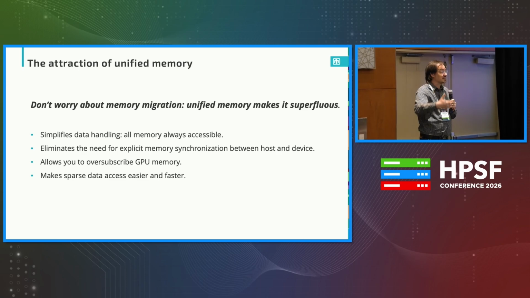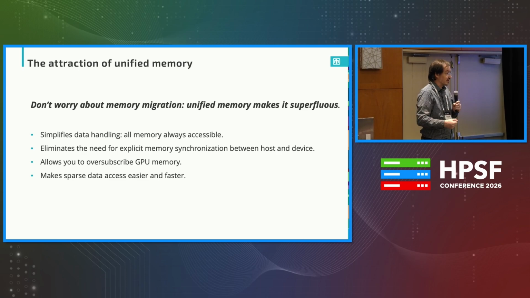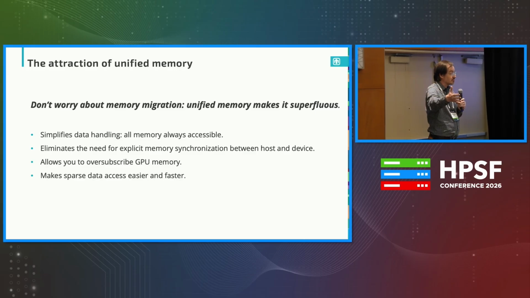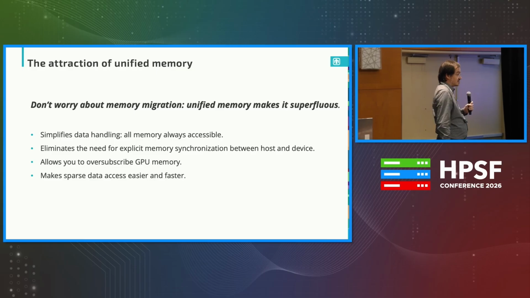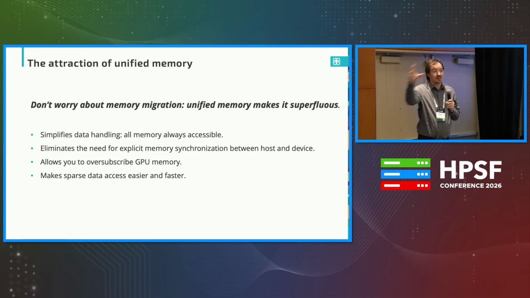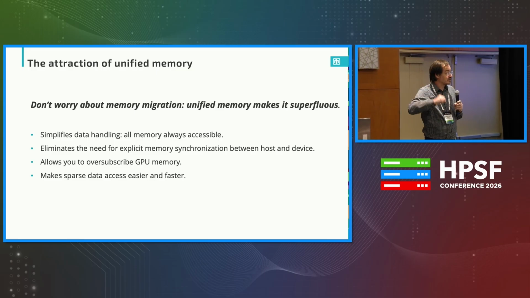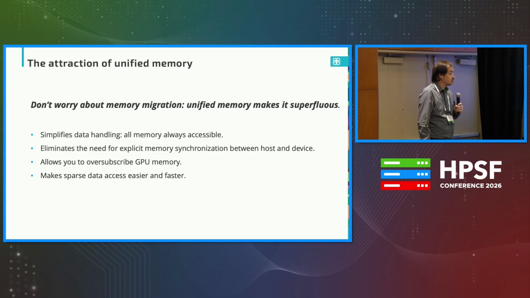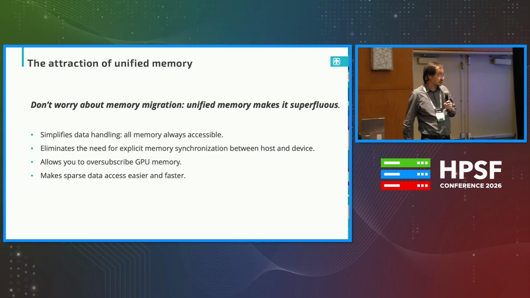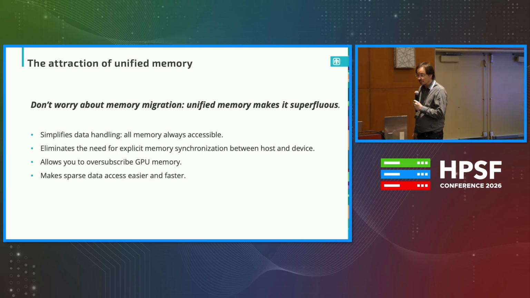Yes, you only got 16 gigabytes on a V100, but you can have a terabyte of memory on the POWER chip, and it's perfectly fine to just allocate a terabyte of memory and then go through that on the GPU. And it would make sparse data access easier and faster. You have your big database in the DDR memory, and then you just randomly access it from the GPU. That was the pitch of what this would achieve for us.